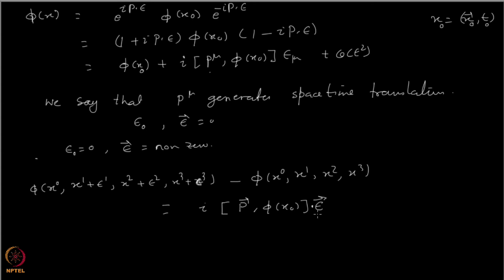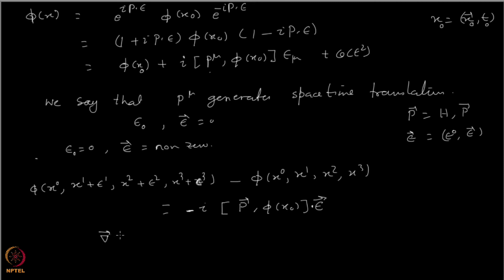This is correct except for a sign. So, here you have p mu epsilon mu. So, your p is this, your epsilon is this. So, p dot epsilon will have a negative sign for the space part. So, that is the minus sign here. So, if you look at this, this is the difference, and if you divide by the change, you get the following.